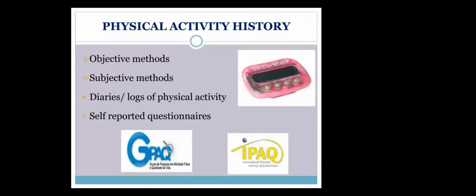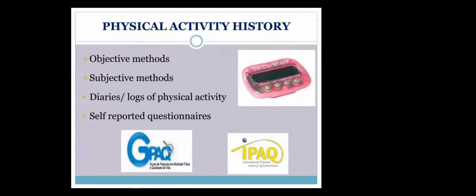Objective methods are available like pedometers, so those methods can also be used to analyze the physical activity history. We can also know about the physical activity of a patient via self-reported questionnaires. These two are very commonly used questionnaires, the Global Physical Activity Questionnaire and the International Physical Activity Questionnaire, which will also give us some approximate idea about the individual's physical activity level.